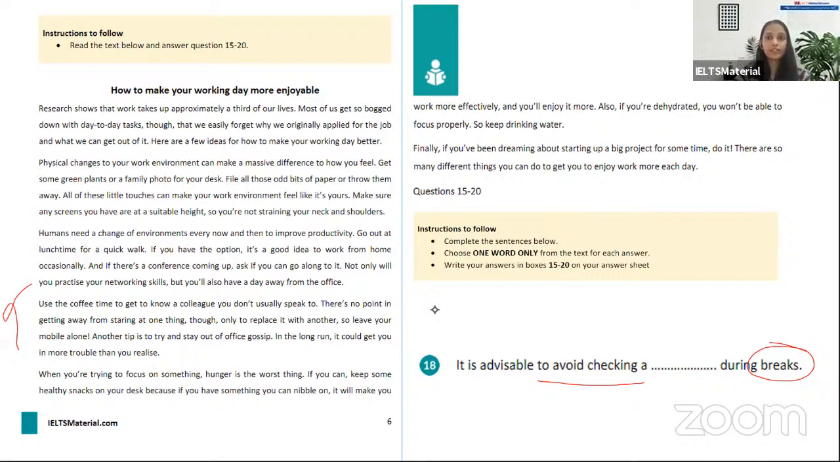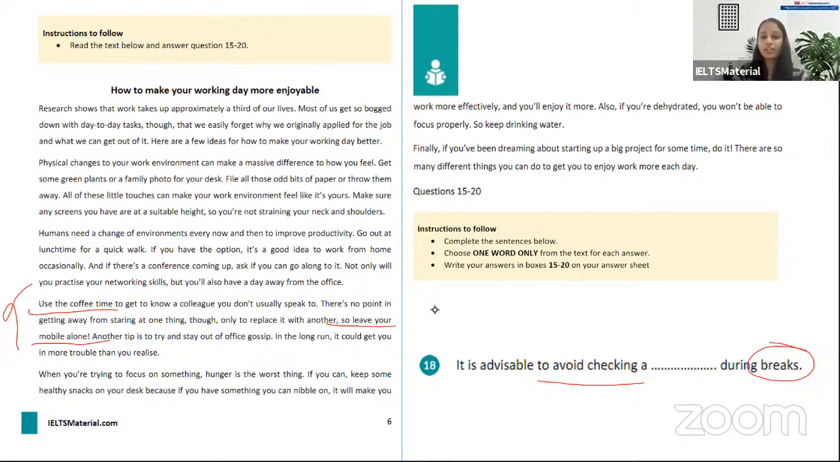So let's see what are the keywords and the synonyms. Of course, you will not find the word breaks or avoid or checking. So of course, they are paraphrased. In this passage, they are talking about using the coffee time, right? Now how? What do you do next? You leave your mobile alone. These are our keywords. So what's the answer?